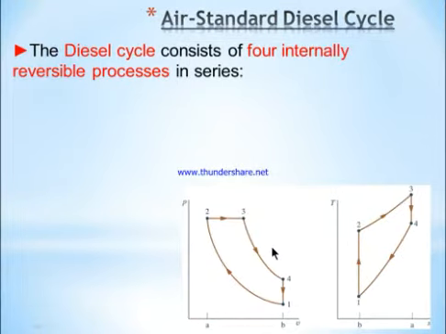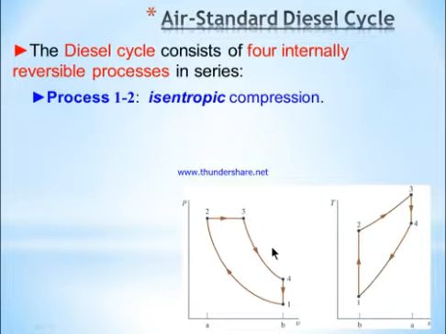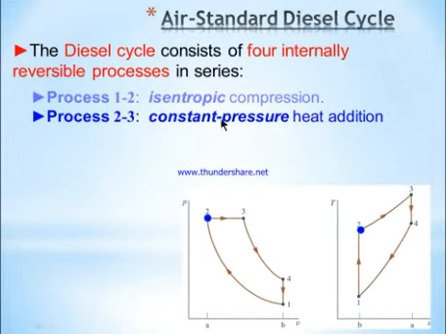Now the second cycle is the air standard diesel cycle. The diesel cycle consists of 4 internally reversible processes in series, and the sequence of processes is the following. Process 1 to 2 is isentropic compression. Here air is isentropically compressed like this. Isentropic compression means entropy at state 1 is equal to entropy at state 2, and this is the TS diagram. Now the second process is 2 to 3, constant pressure heat addition.